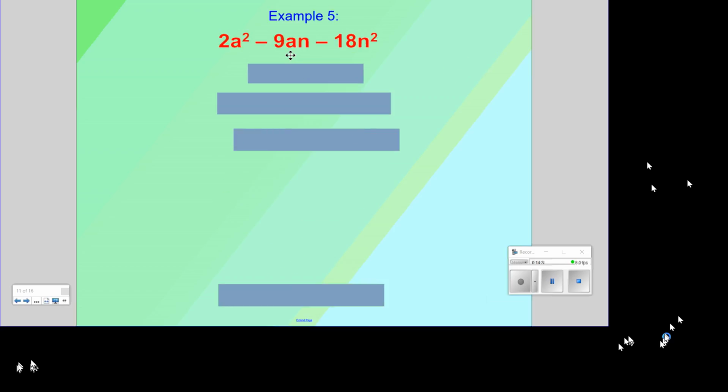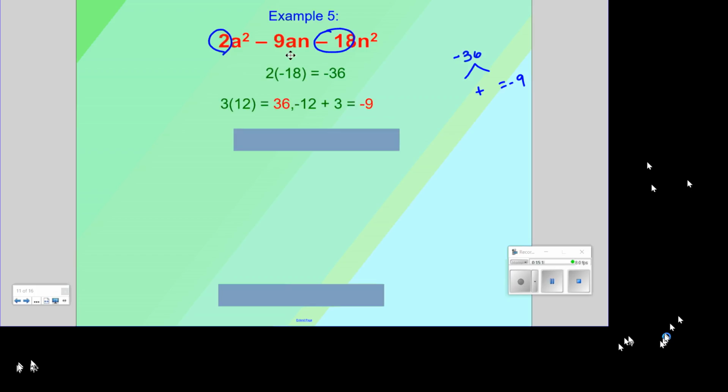Let's now look at this next example. Here we have the variables slightly different. The highest degree terms, actually there's like a tie for it, of a squared and n squared. Regardless of the order you put this in, both of those have coefficients. So we will carry on as usual with starting by multiplying the coefficient by the last term's coefficient. So 2 times negative 18 is negative 36. And we need factors of negative 36 that add to be negative 9.